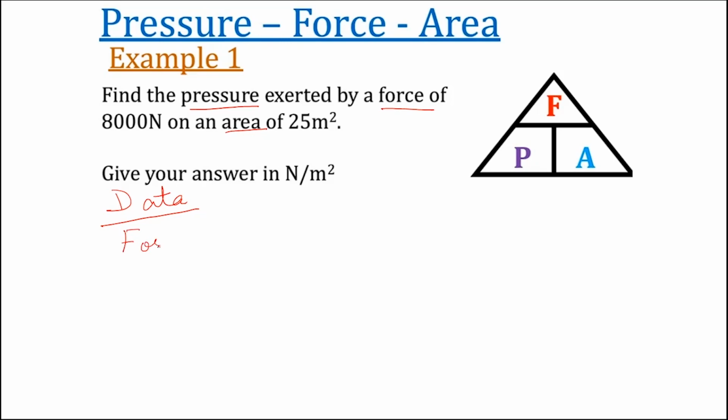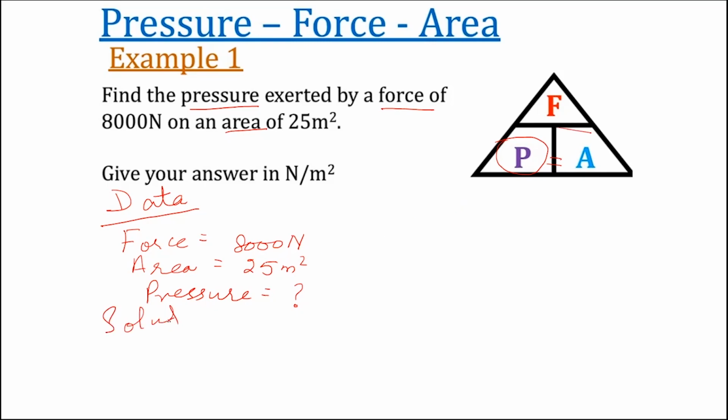Force is given to us, that is 8,000 newtons, and area is also given to us, that is 25 meters square, and pressure we need to find out. We don't know what is pressure, so for this we will write the formula for pressure. So pressure is equal to force upon area.